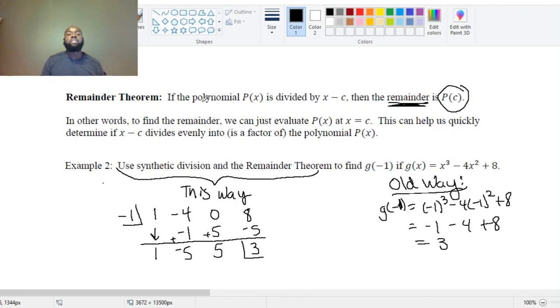The remainder theorem says if a polynomial p of x is divided by x minus c, notice I'm putting negative 1 for my x minus c, then the remainder is what you get as your function value.